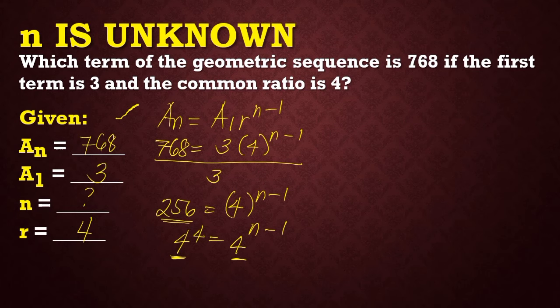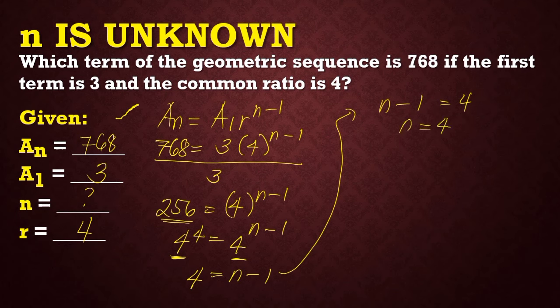So ang mangyayari po dito, pwede po nating ibaba yung mga exponent and magiging linear equation po siya niyan. So magiging 4 is equal to n minus 1. So, magagawa lang po natin yan kapag same base. Okay. So, pwede nating i-rewrite as n minus 1 is equal to 4. And then, we add 1 to both sides para matanggal tong negative 1. So, n is equal to 4 plus 1. So, n is equal to 5.